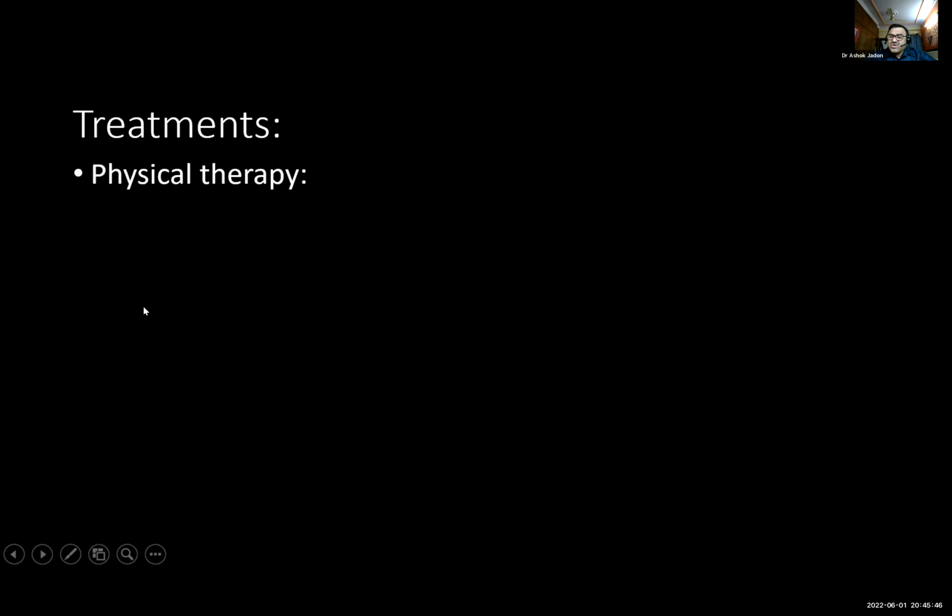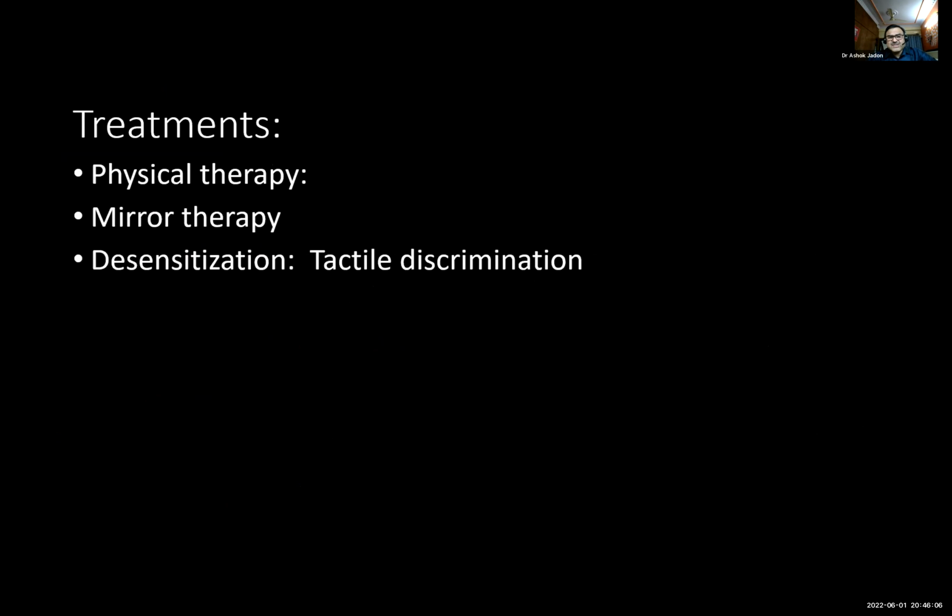Physical therapy is the cornerstone for the management of CRPS. As we all know, the ultimate result is disability and a dysfunctional limb. That can be prevented by physical therapy. It has been seen that with early intervention by physical therapy, you can in fact reverse the disease and prevent disease progression. And other adjuncts to physical therapy, like mirror therapy or desensitization, also help in that regard.